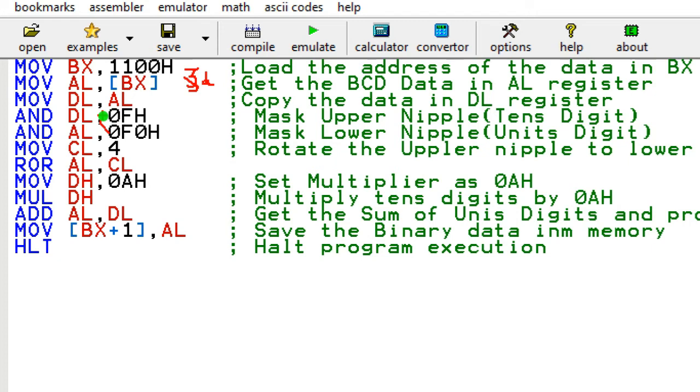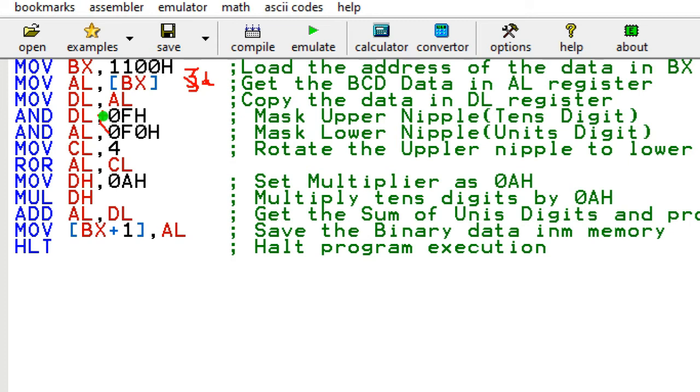After that, we are going to perform the addition of AL comma DL. The AL value becomes 1E, the DL value becomes 2. This is the upper nibble masking. After the upper nibble masking, only 2 is present in the DL register. Now we are going to perform the addition of this 2 value. What is the result? 1E plus 2, the result value becomes 20. The 20 value is stored in the AL register.